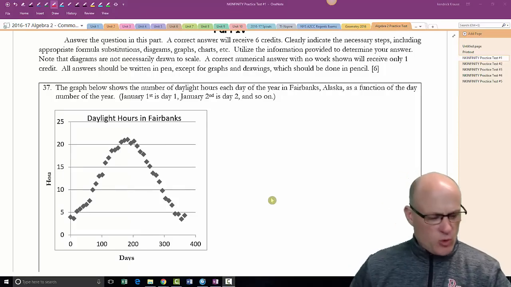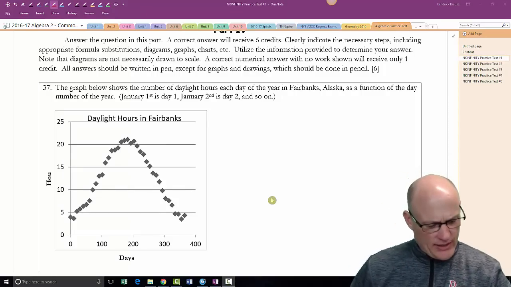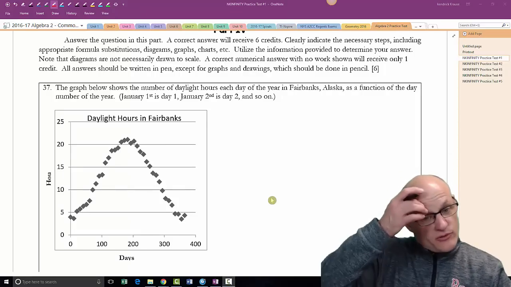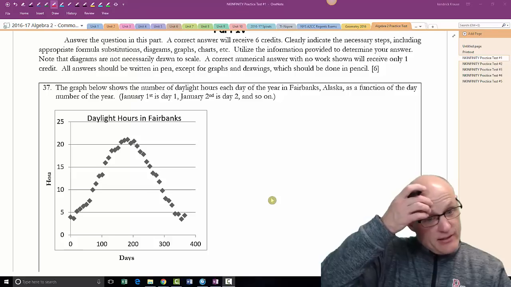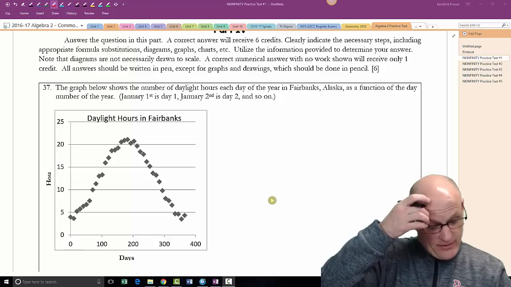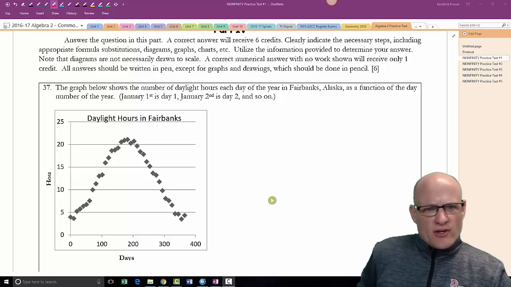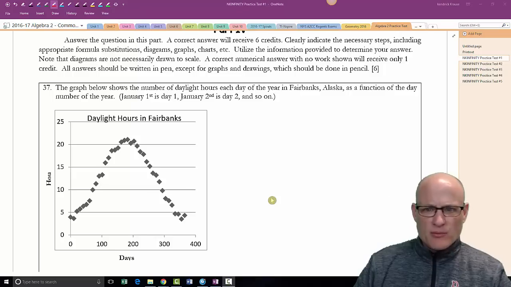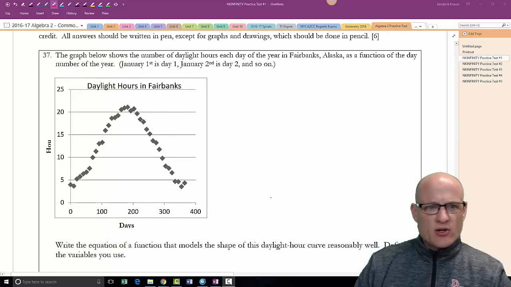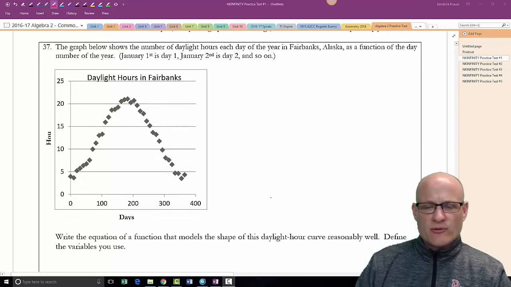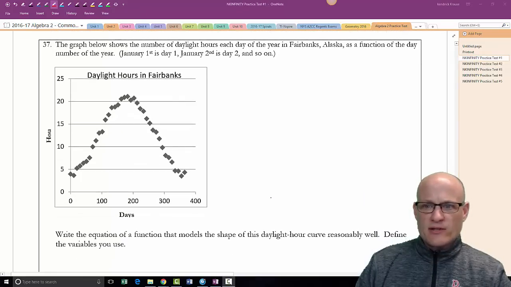So this is an interesting question. This one, I'm not really sure where we got this one from. Basically what we did was we simulated some data here. Yeah, this is an interesting question. So on the graph below, number of daylight hours, a function of the day. The graph below shows the number of daylight hours for Fairbanks, Alaska as a function of the day, the number of January 1st, January 2nd, and so on and so forth. I guess this is throughout the year.